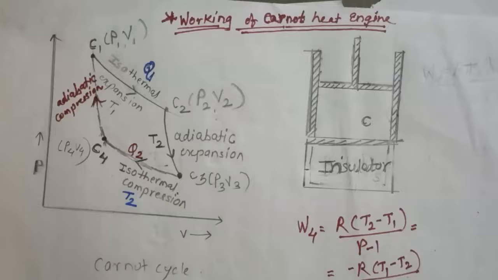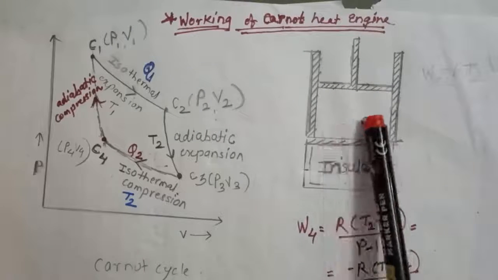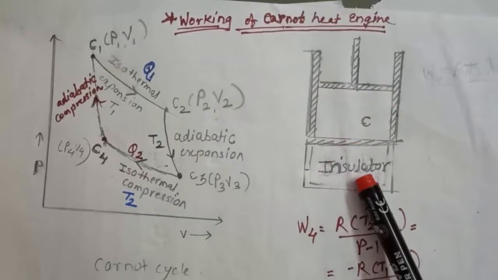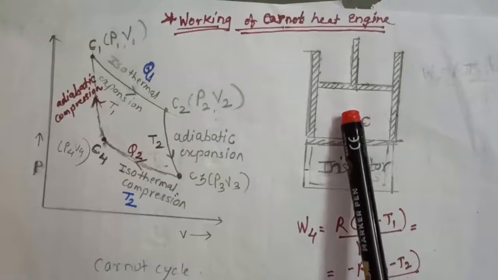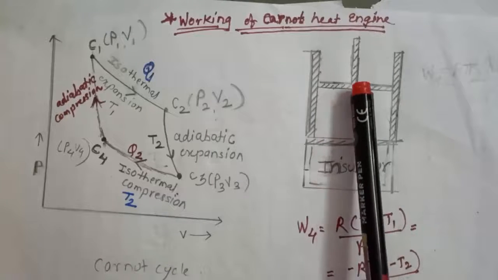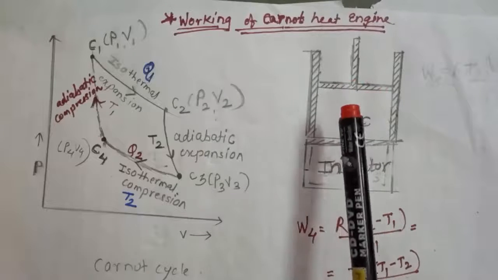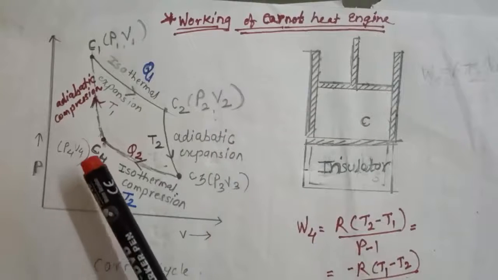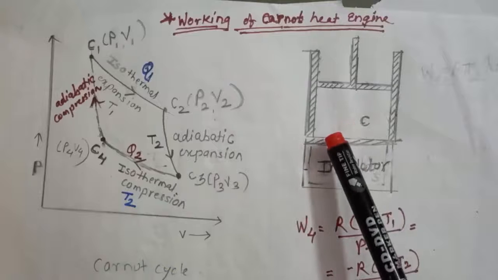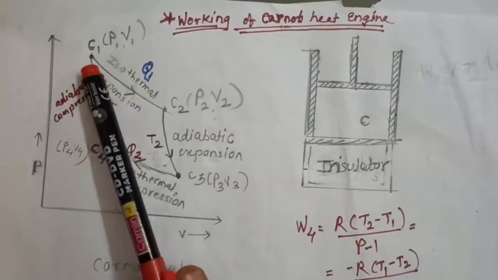Step 4. When the cylinder is placed on an insulator, then all sides of the cylinder are made up of insulator, so that the working substance inside the cylinder undergoes adiabatic change. The piston of this cylinder is so adjusted that the working substance inside the cylinder undergoes adiabatic compression. The change is represented by the curve C4 C1.